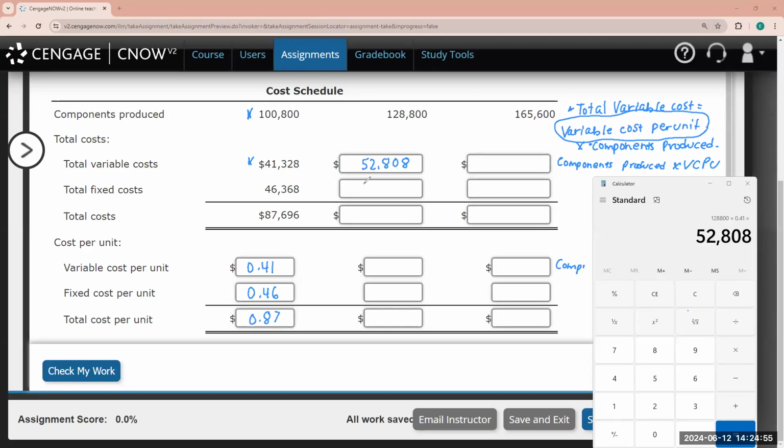to the volume. So therefore, our fixed cost remains the same, whether we produce 100,800 units, 128,800 units, or 165,600 units, right? So with no regard to how many units we manufacture, our fixed cost remains the same at $46,368.